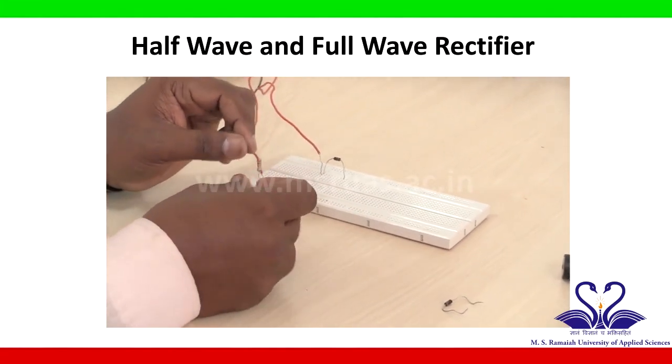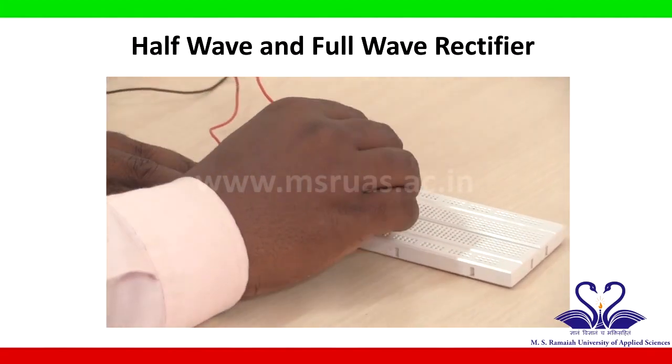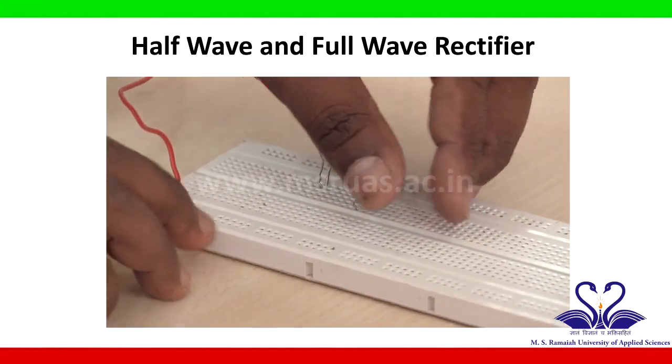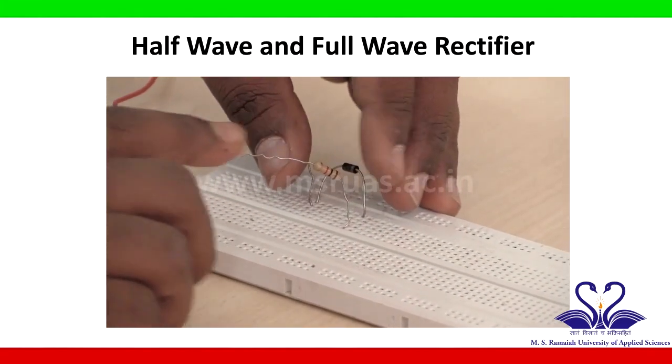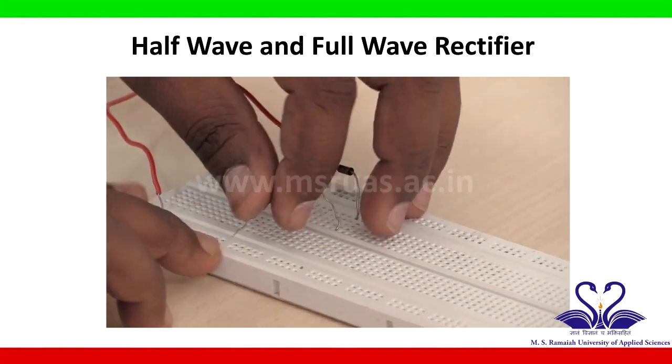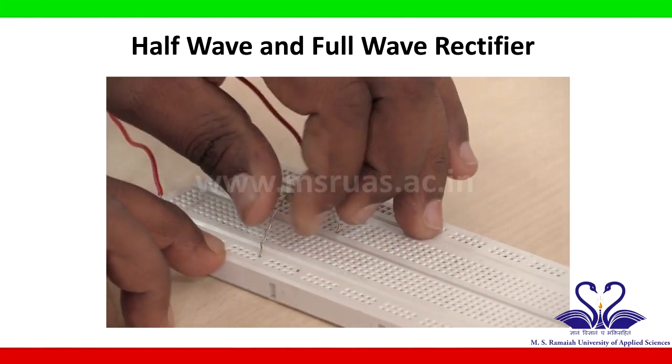I will take a 1 kilo ohm resistor. One end is connected to the N terminal of the diode, and the other end of the resistor is connected to ground. In a breadboard, this row is a ground line, so I will connect it to ground.